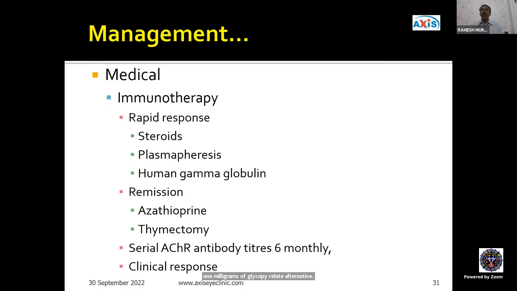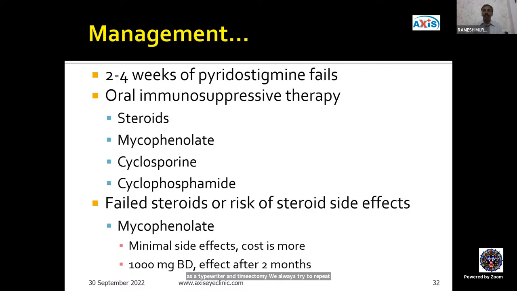In addition, we can also think of immunotherapy. To get a rapid response, we can give steroids, plasmapheresis, or human gamma globulin. And for remission, we can think of azathioprine and thymectomy. We always try to repeat the acetylcholine receptor antibody titers every 6 months and look at the clinical response.